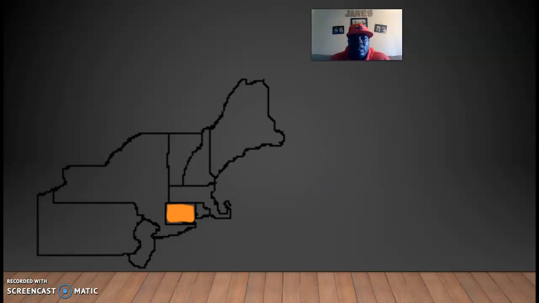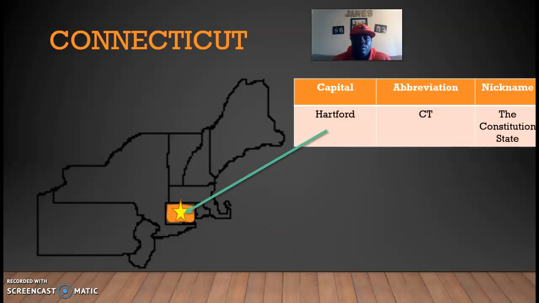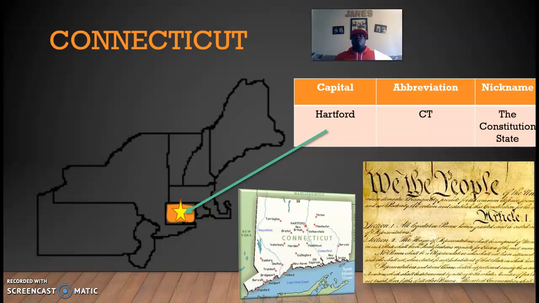And now we have Connecticut. So Connecticut, its capital is Hartford. Its abbreviation is CT, and it's known as the Constitution State. Now, actually, it was not the first state to recognize or sign the Constitution. That was Delaware. But it's known as the Constitution State because historians say that a lot of the ideas that we have in our Constitution came from the state of Connecticut with how they ran their government back in the colony days.